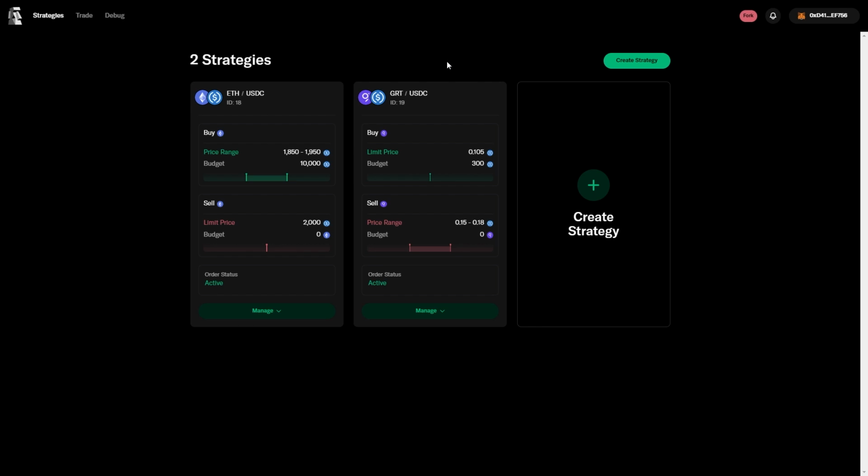That's the real magic of Carbon. It's the ability to take simple ideas based on your perception of the market and turn that into a trading strategy which just works. And that's it. This has been everything you can do in terms of strategy creation on Carbon.